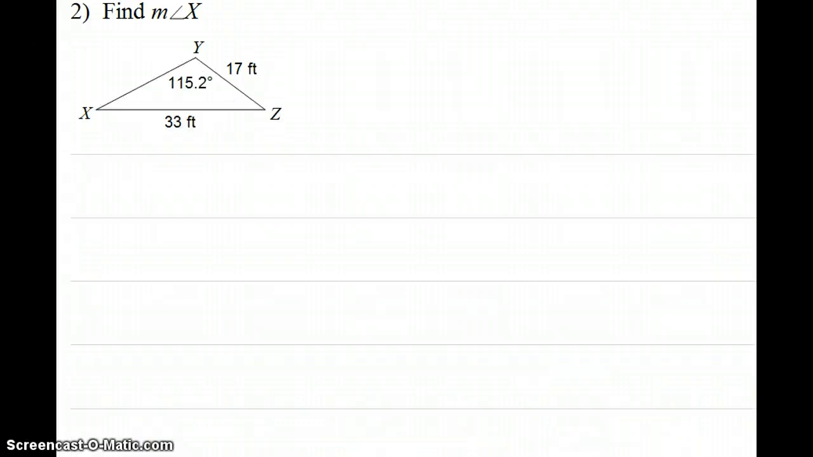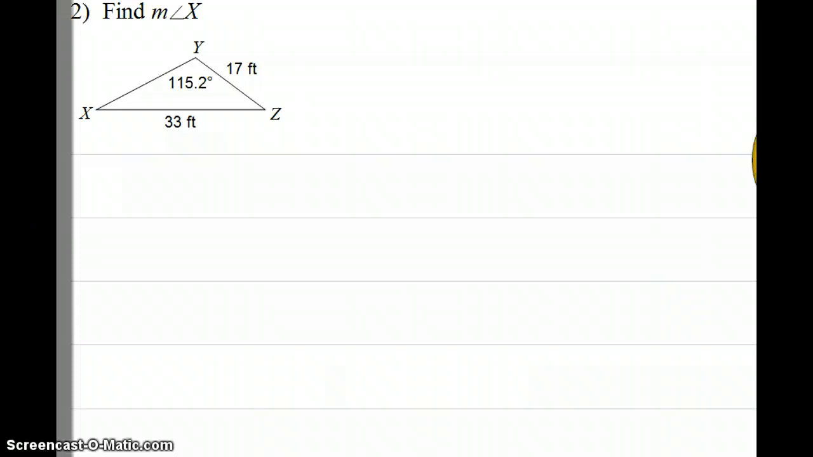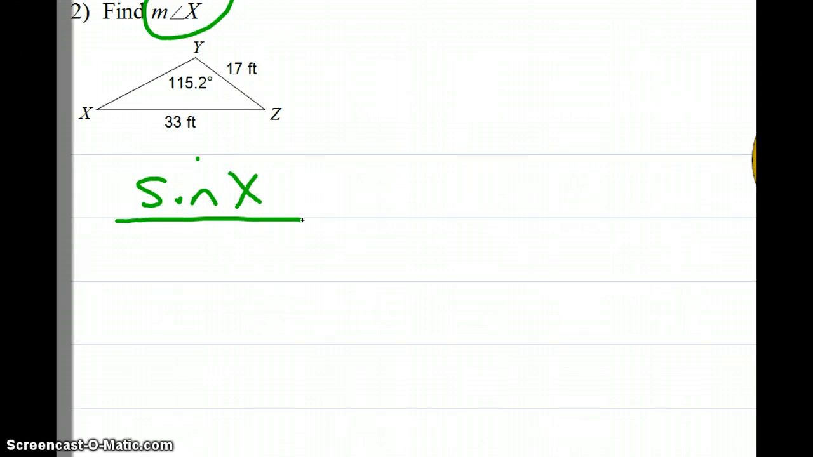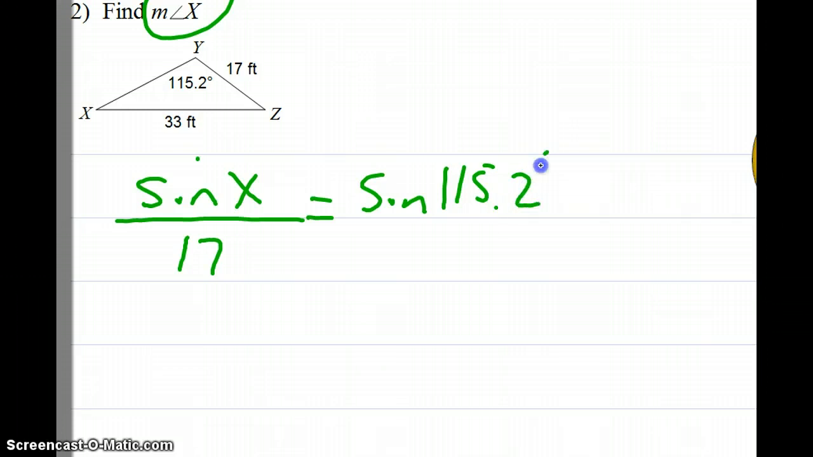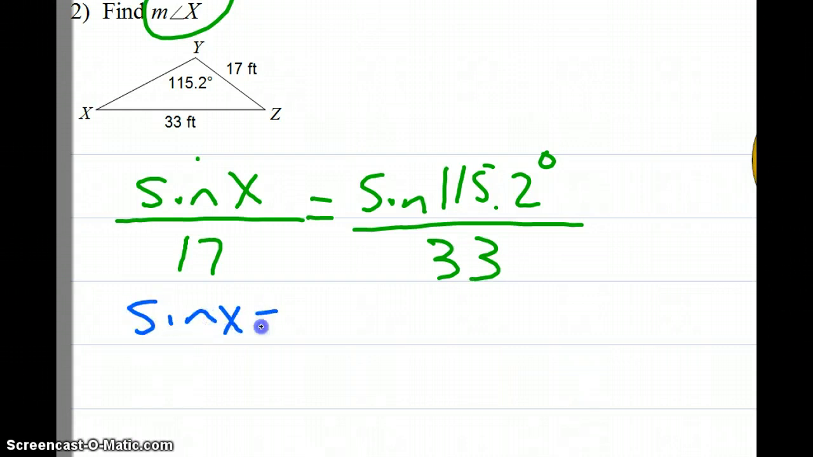Let's look at a second example. Again, I have an XYZ. So I want to solve for angle X. So again, put the sine of X in the numerator. X is across the 17. I have sine of 115.2 all over 33. We'll cross multiply. So again, the sine of X is going to equal 17 times the sine of 115.2.